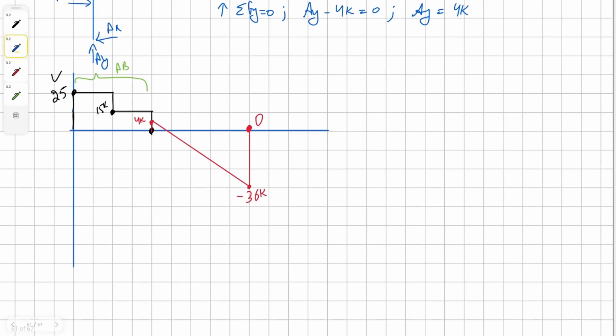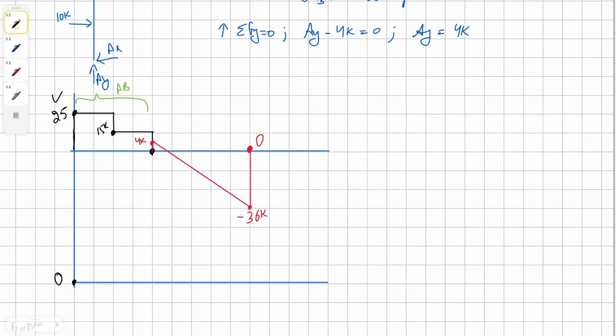Alright, now time for our moment equation, our curve. So for a moment, we're going to begin at 0. Then we have this area, which is positive. So 25 times 4 is 100. So we're going to go up 100 points. It's going to be first order curve. And then we have this area, which is positive again. 15 times 4 is 60. So we're going to go up another 60 points. So it's going to be 160.